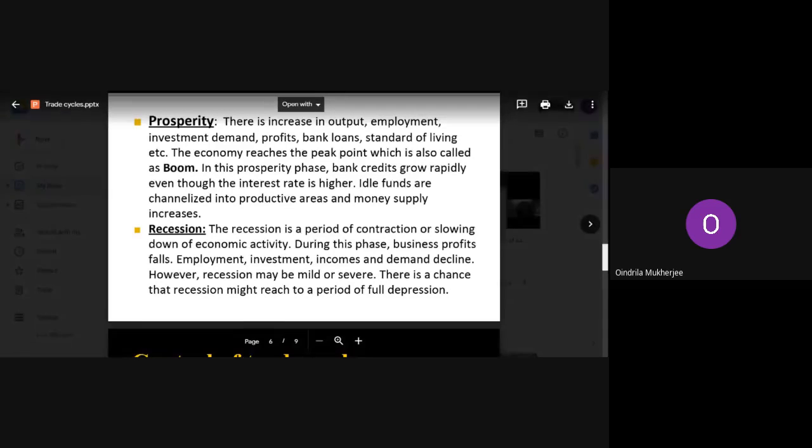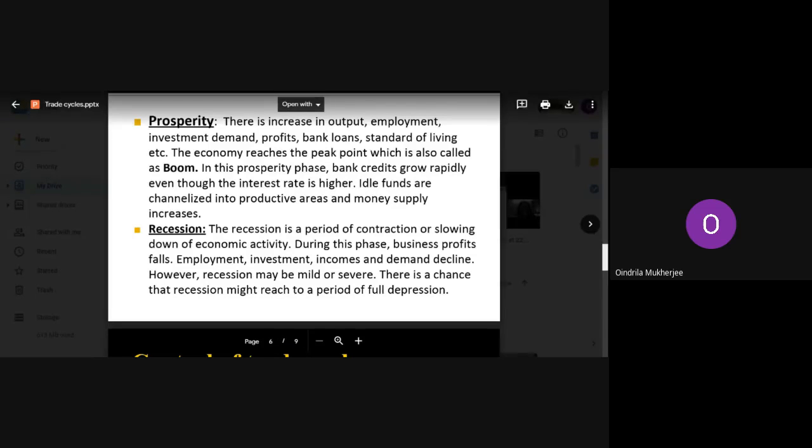So the economy will be at the topmost position, at the boom point, and everything is going to increase in the prosperity phase, and there will be rapid economic progress, rapid economic growth. That phase is called the prosperity phase. This is the third phase.